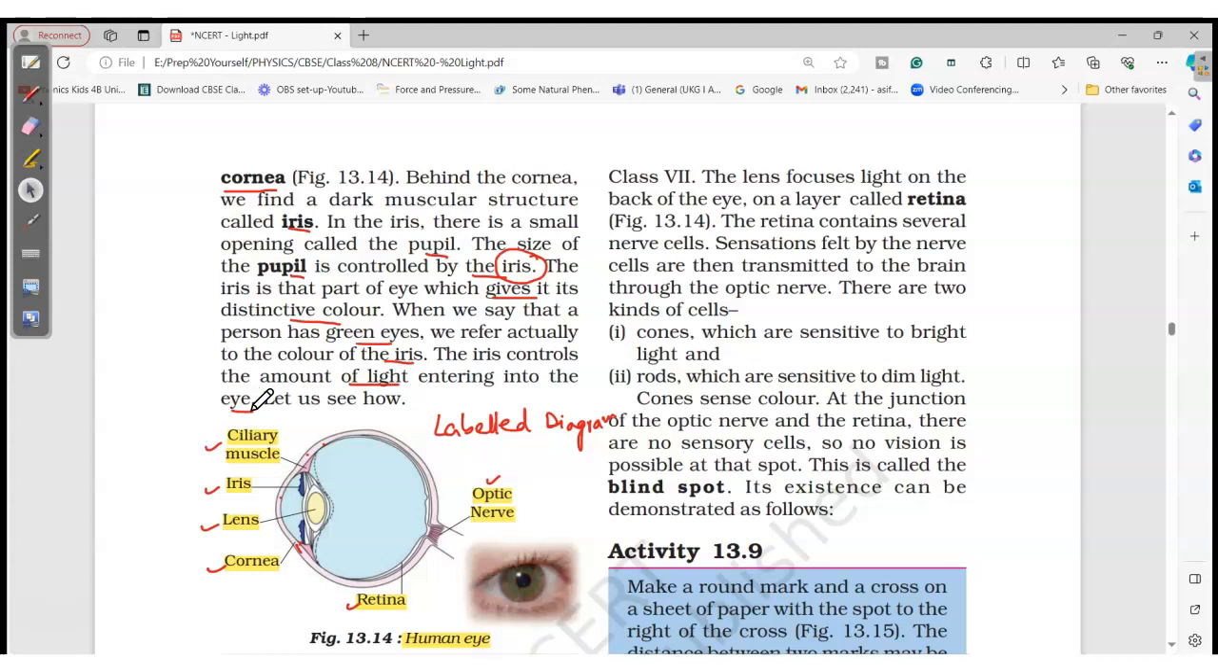Whenever you take a torchlight in front of a person, if you take the torchlight closer to the person, you see how the size of the pupil changes. Take the torch away from the person's eyes and see how the size of the pupil is changing. And who is regulating this entering of the light into the pupil? The iris. Clear?